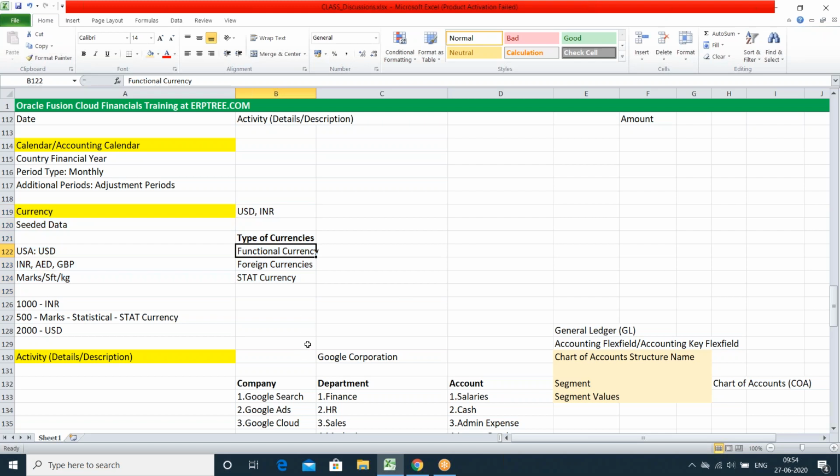Long back, I worked for a company where it's not ERP related. No. Simple. Let's focus on this point. Functional currency is nothing but the country's local currency. In whichever country you are operating the business, that country's local currency we call the functional currency. It's not the currency in which most of the transactions happen. If you are running the business in India, your functional currency is always INR. That's all.